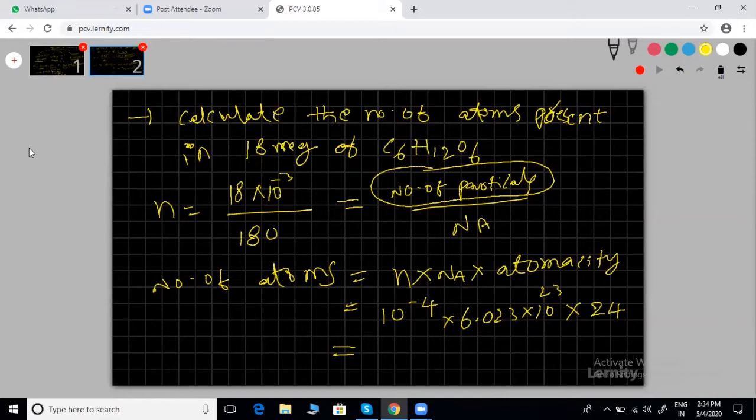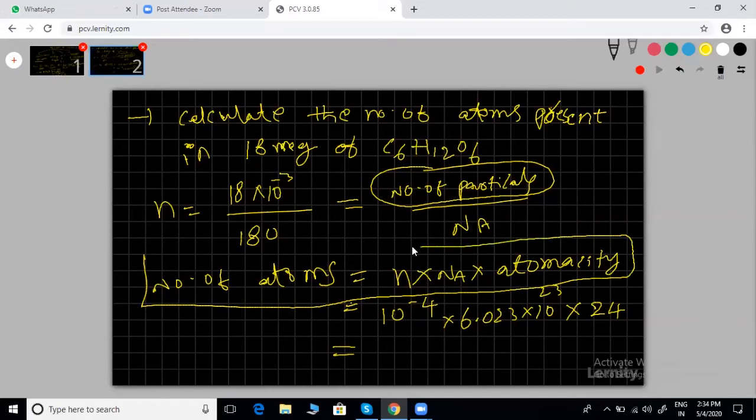Clear? So number of atoms equals Avogadro number into number of moles into atomicity. Atomicity means the number of atoms present in the given molecule. So here, how many atoms? I'm asking the total number of atoms. They may also ask only carbon, only hydrogen, or only oxygen. One more question, and we can close this concept.